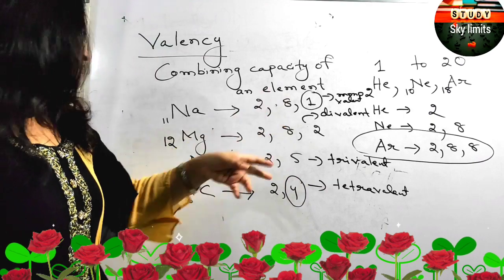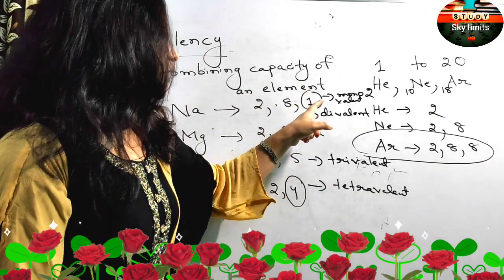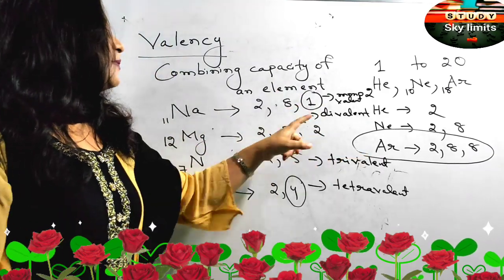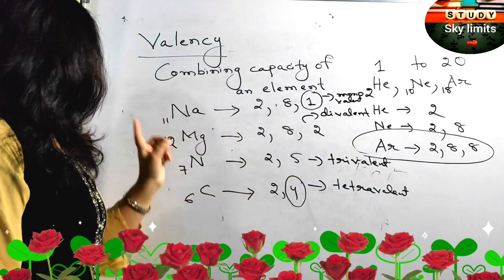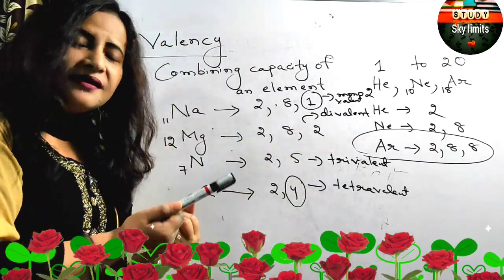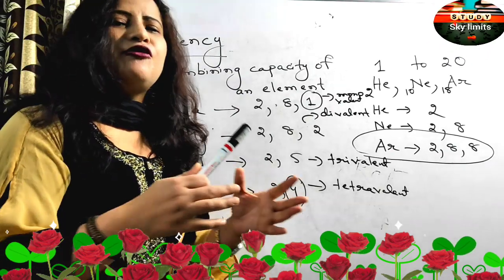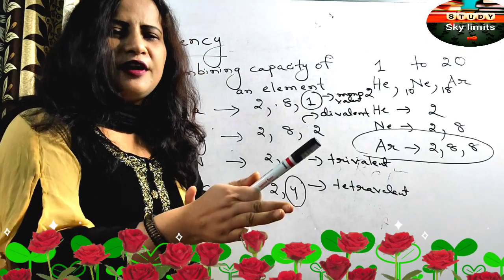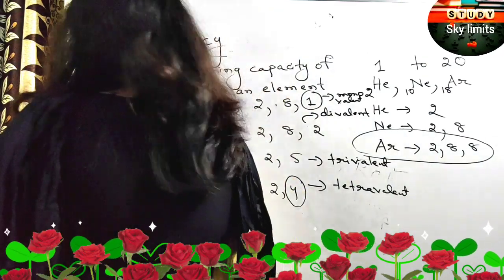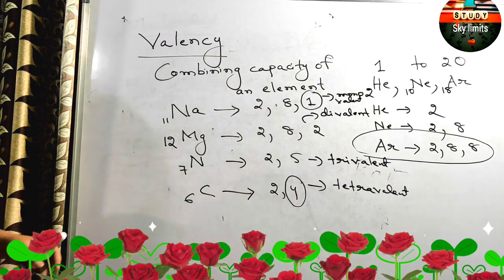So in the case of sodium and magnesium, sodium is monovalent because 1 electron is lost. Magnesium is divalent because 2 electrons are lost. Nitrogen is trivalent because 3 electrons will be gained. And carbon is tetravalent because it will share 4 electrons, entering into covalent bonding. Okay. So now let's come to the next topic. With this, I hope the idea is clear.